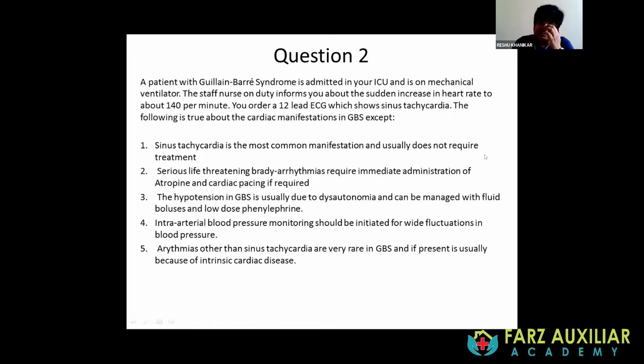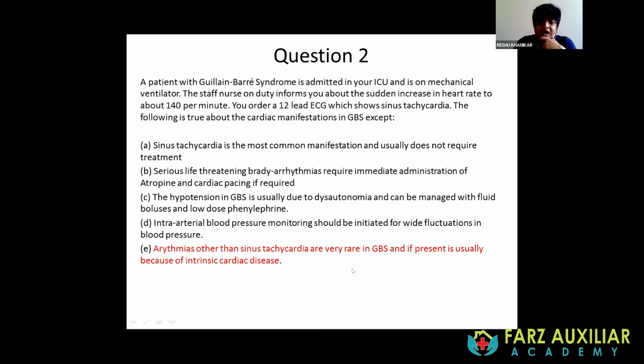Don't we get sinus tachycardia in patients with GBS? So the answer is: arrhythmias other than sinus tachycardia are very rare in GBS, and if present, it is because of the intrinsic cardiac disease. No, arrhythmias are quite common in GBS, and it is because of the dysautonomia in the patient. There is some autonomic disturbance in the patients of GBS, that's why.